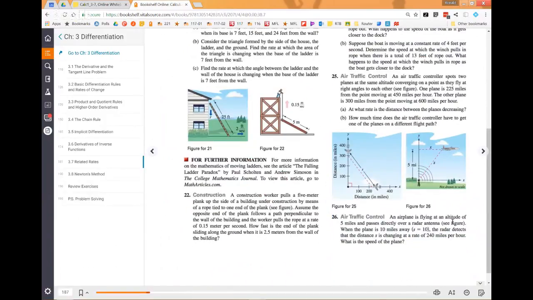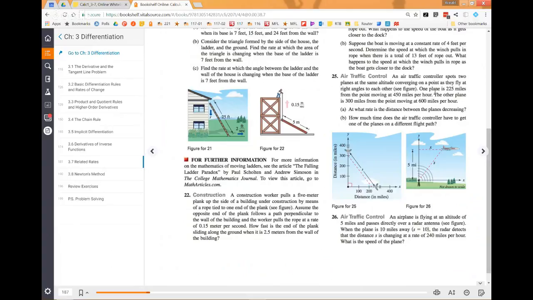So 25 uses the figure on the left here. An air traffic controller spots 2 airplanes at the same altitude converging on a point. So in other words, they're heading for a collision as they fly at right angles to each other. See figure. I don't know if you can tell, I have a little bigger version I can show you, but this plane is flying south. And this plane down here is heading east. And they would converge at this point right here if we just let them fly.